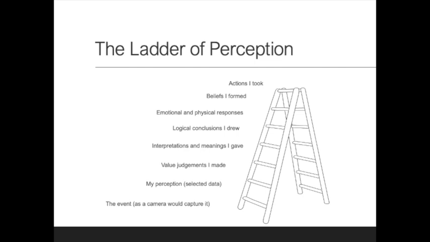We then form beliefs based on those events. And because of those beliefs, we act in a particular way. It sounds as though this might take some time, but in reality, this ladder of perception happens instantaneously and subconsciously. So we're not even aware we're doing it. All we become aware of is the actions that we observe in ourselves or in others.